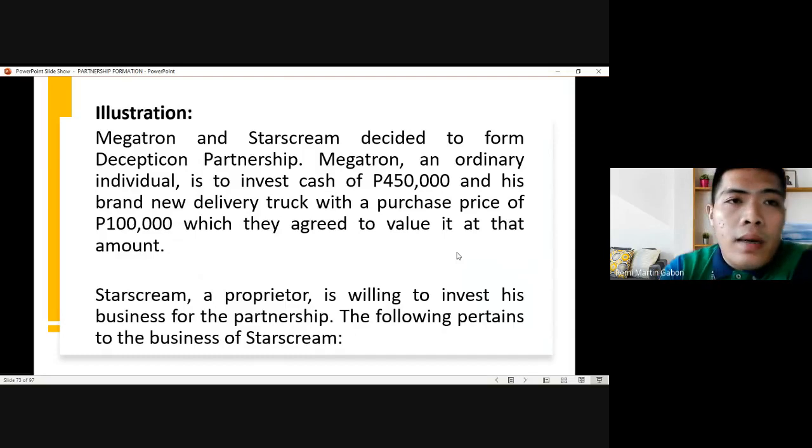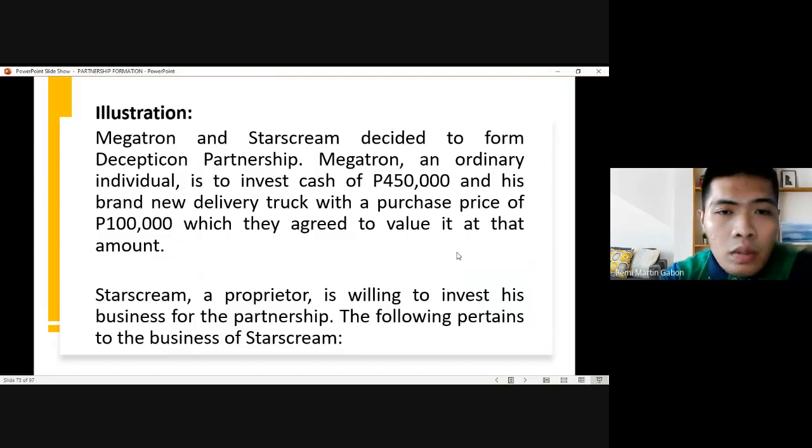Okay. Megatron and Starscream decided to form Decepticon partnership. It's really like Transformers. Megatron, an ordinary individual, is to invest cash of 450,000 and a brand new delivery truck with a purchase price of 100,000, which they agree to value at that amount.